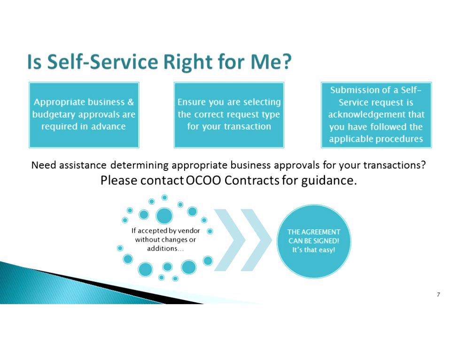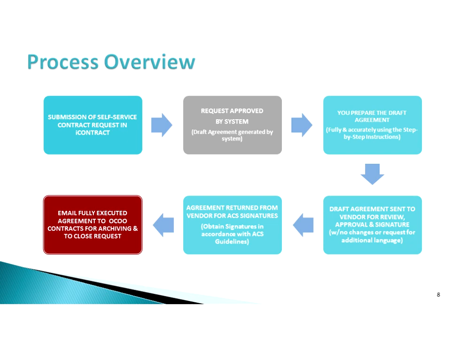Now let's take a look at the process a self-service request will take. For purposes of today's conversation, we're going to view this assuming that 80% of the self-service requests will follow what I like to call the happy path. The first step is submission of your self-service request in iContract. The second step, the system will approve your request.